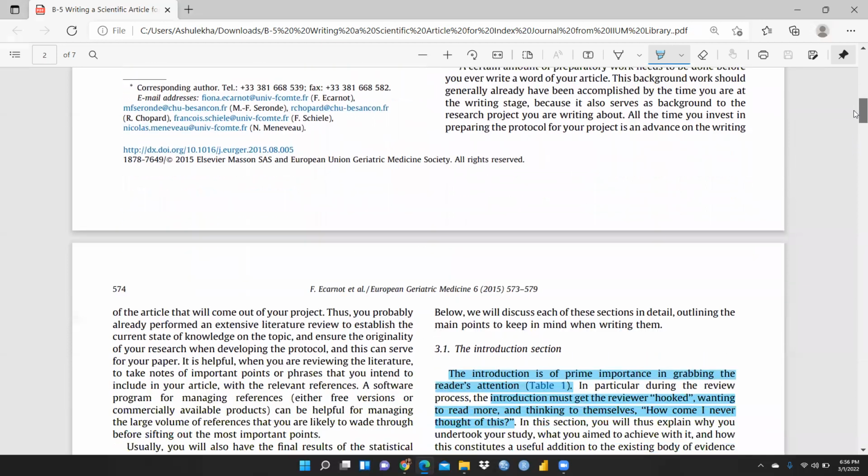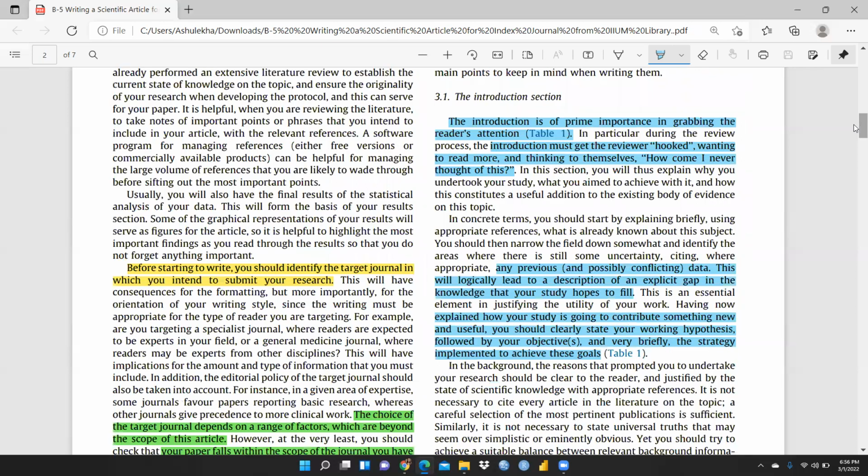And when we come to this part, the most important thing before starting to write is that you should identify the target journal in which you intend to submit your research. Why? Because this will have consequences for the formatting, but more importantly, for the orientation of your research style, since the writing must be appropriate for the type of readers you are targeting.